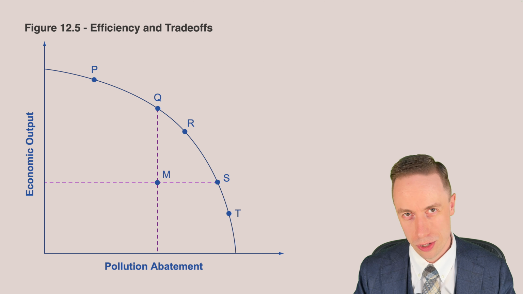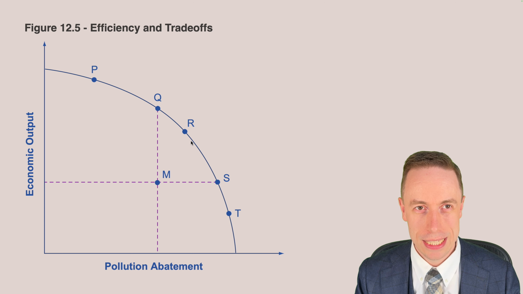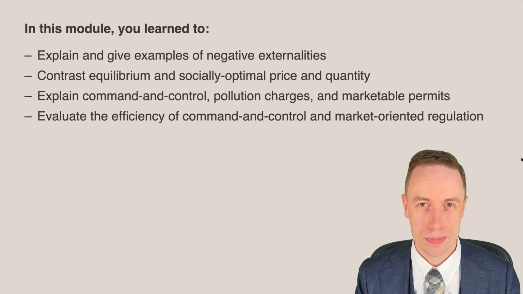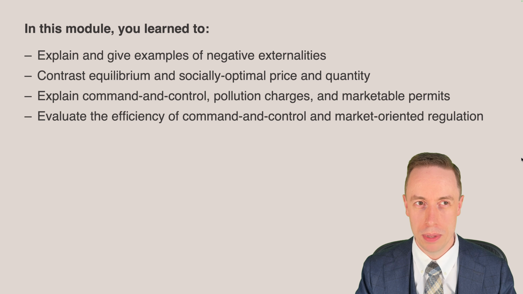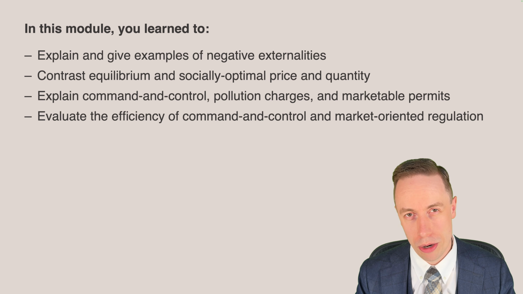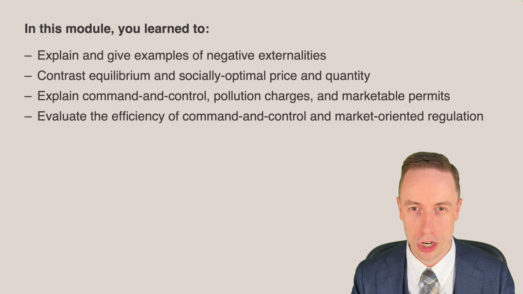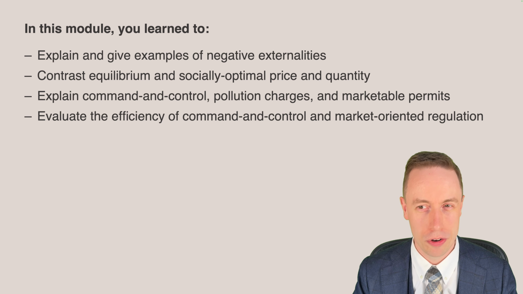And that concludes our discussion of Module 12.1 through 12.6, Negative Externalities. Hopefully in this module you learned to explain and give examples of negative externalities, contrast the equilibrium and socially optimal price and quantity, explain command and control, pollution charges and marketable permits, and evaluate the efficiency of command and control and market-oriented regulation.